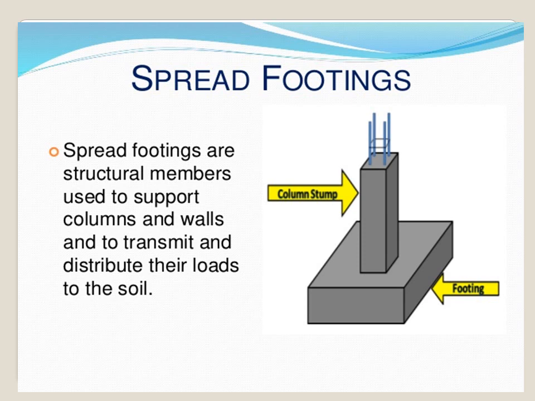Spread footings are structural members used to support the columns and walls and to transmit and distribute their loads into the soil. So you can see the footing and a column stem on the top of it, and these footings are those which spread the superimposed load of a wall or column over a large area, and it supports either a column or a wall as shown in the figure.